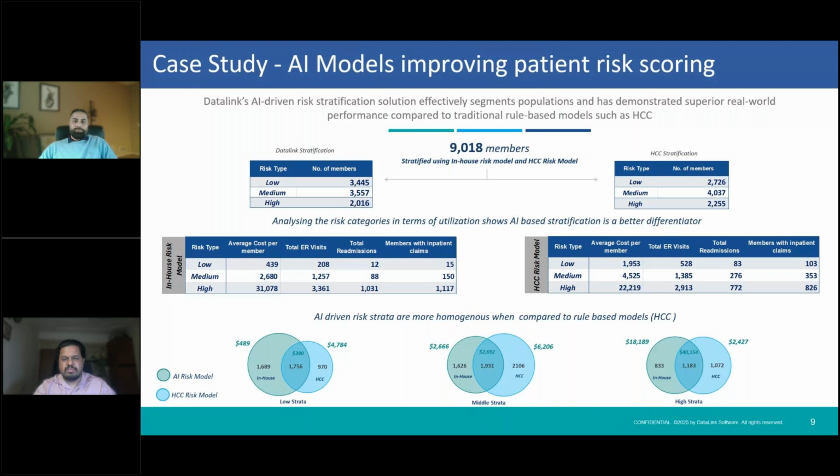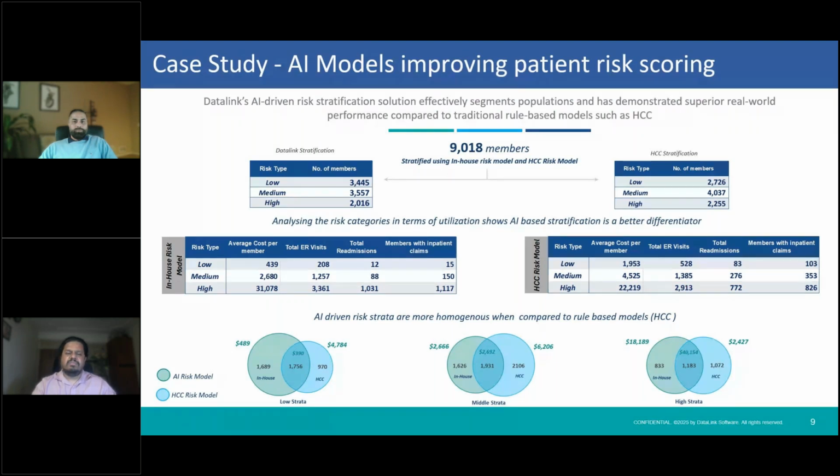Now, we also conducted a small study to compare it with one of the more popular models, the HCC-based risk models. And I mean, the thing is that both these models have a different purpose. The HCC model is created by CMS for reimbursement purposes, while the data link model is more towards assessing the health. So in a way, it's not like we are trying to say that one model is better than the other. It's just that we are trying to compare these models from the perspective that both these models are looking at the overall health journey of the member, and in that way it's a fair comparison.